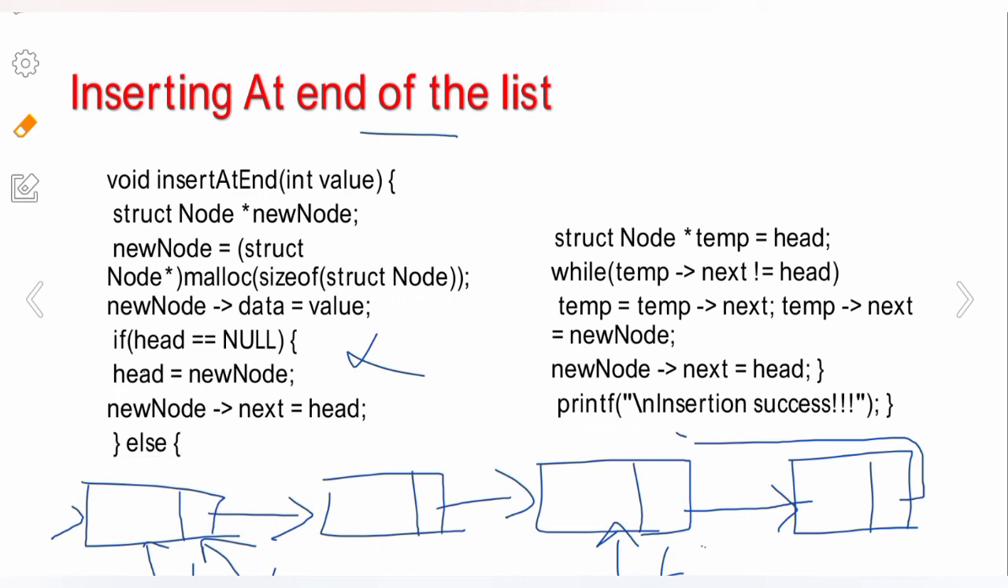So we are going to link this one to the header point. Like that we have inserted the new node here with the data value 1. Okay, so here the insertion is successful. Like this we can perform the insertion at the end of the linked list.